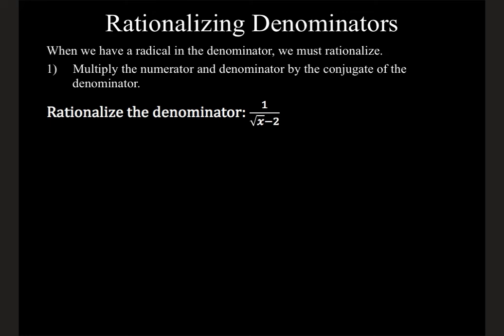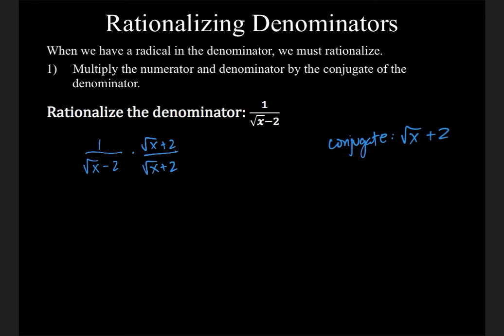Okay, so my conjugate, we said, was square root of x plus 2. And what it's going to do is cancel out the radical in our denominator. So when we write this as 1 over root x minus 2, I'm multiplying both my numerator and the denominator by my conjugate, root x plus 2 over root x plus 2.